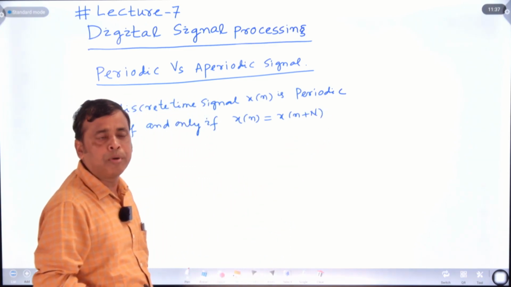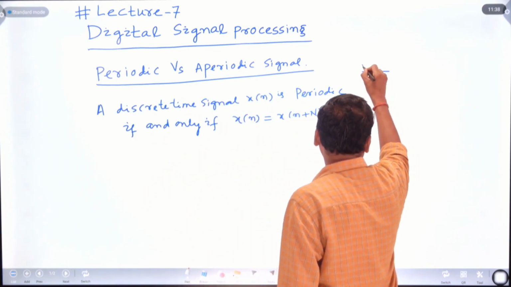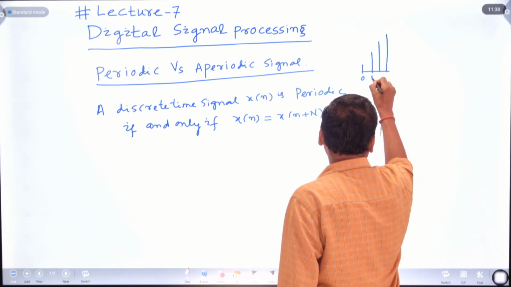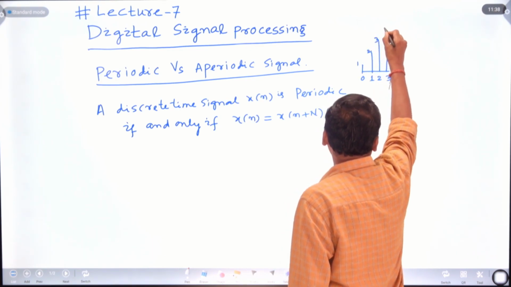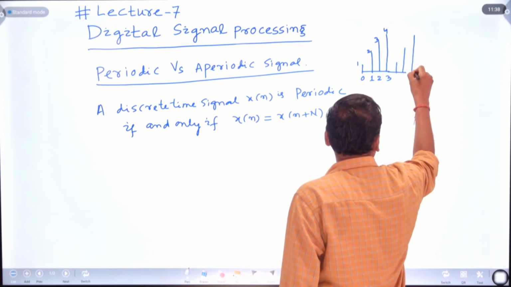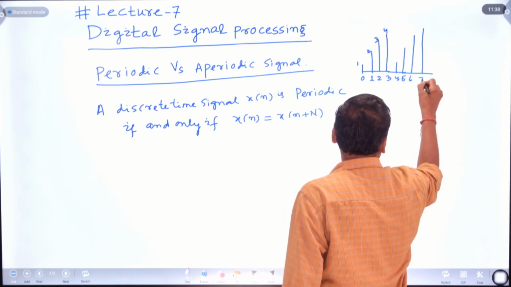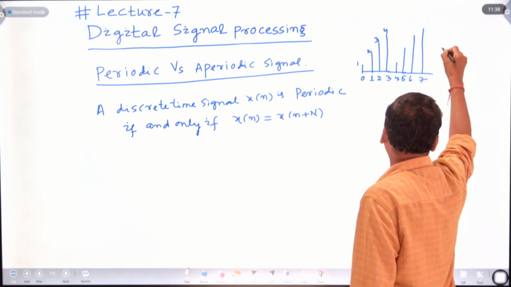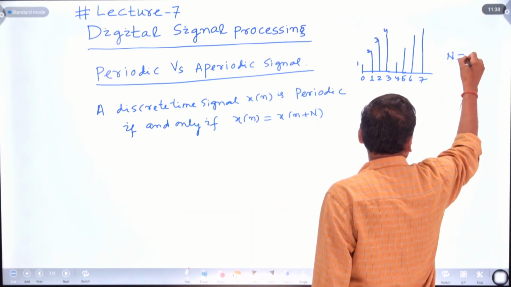Here N is the common period. Already I told you, suppose a discrete time signal, with n equal to 0, n equal to 1, n equal to 2, n equal to 3. The amplitude is 1 here, 2 here, 3 here and this is 4. Again this sequence is repeated, so that is 4, 5, 6 and 7. We can say that the sequence is repeated every 4 unit samples. So that's why you can say that the fundamental period N equals what?